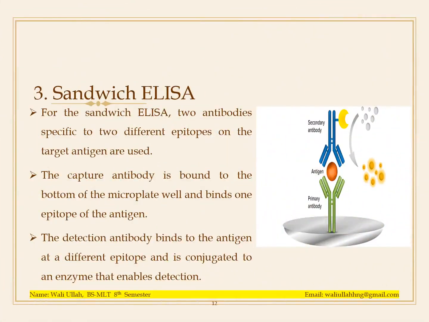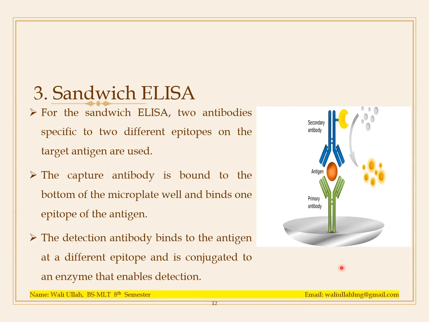Sandwich ELISA. For the sandwich ELISA, two antibodies specific to different epitopes on the target antigen are used. The capture antibody is bound to the bottom of the microplate well and binds one epitope of the antigen. The detection antibody binds to the antigen at a different epitope and is conjugated to an enzyme that enables detection.